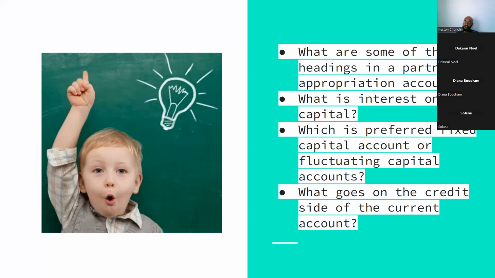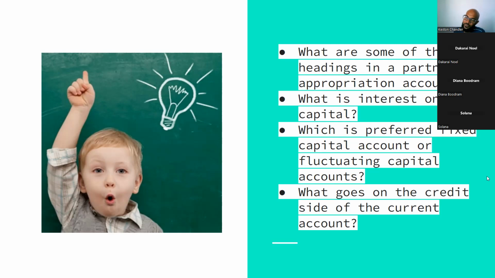Interest on capital. What is interest on capital? Interest on capital is really the payments you are making to the partners for investing their capital in the partnership. And it should be in line with what they would have received if they invested it elsewhere, within reason.